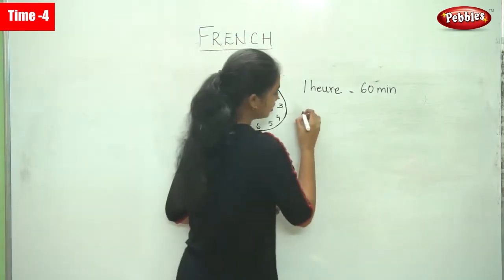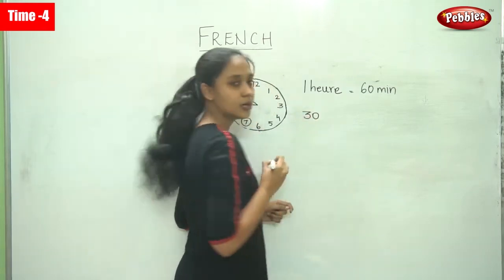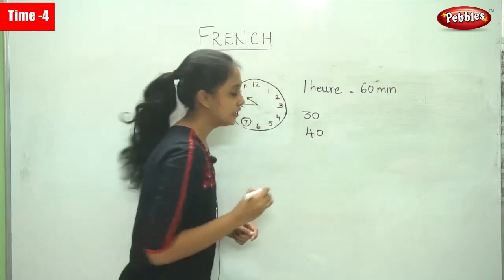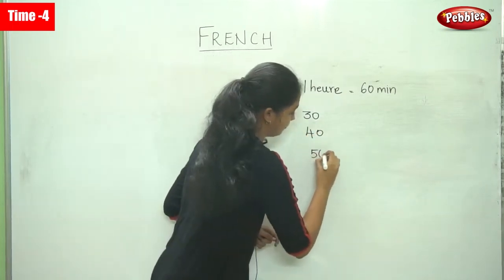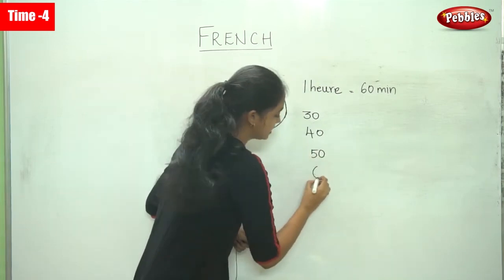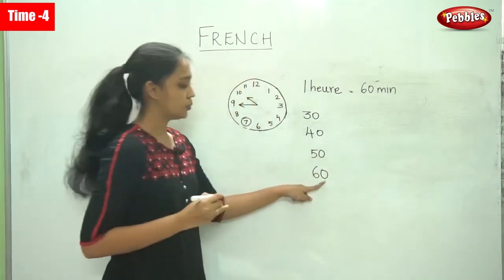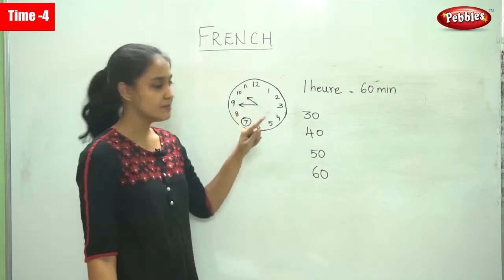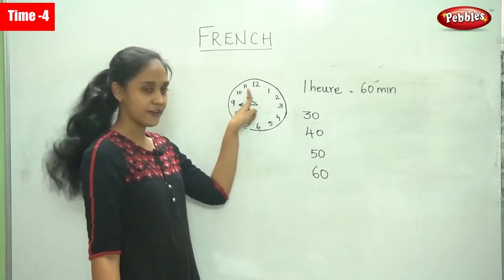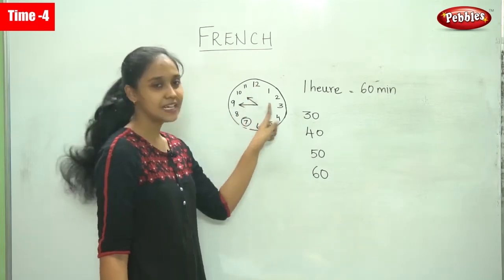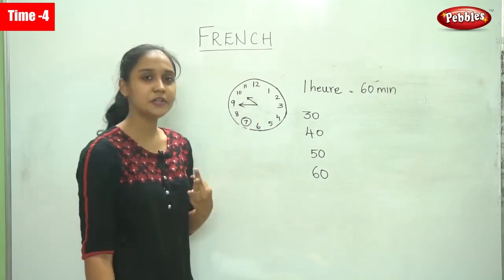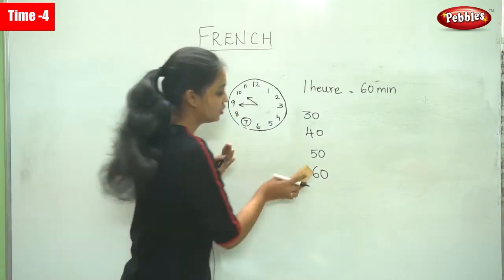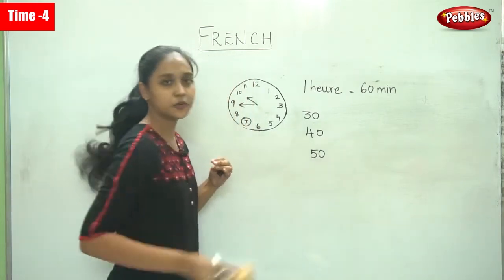But some new numbers are 30, 40, 50 and 60. We won't use 60 because when it comes to 60, it becomes 3 o'clock instead of 2:60. So then we use il est 3 heures. So 60 is out of the question.